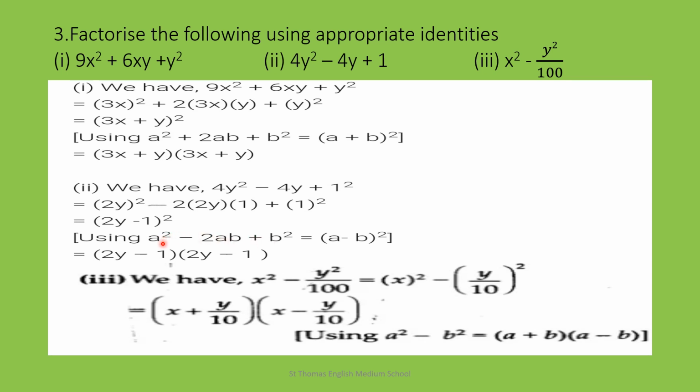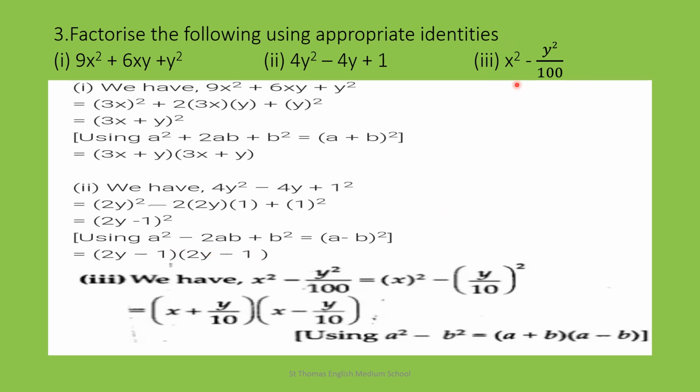Here a is 2y and b is 1. So you can write it as 2y whole square minus 2 multiplied by 2y multiplied by 1 plus 1 square. That is 2y minus 1 whole square. So you can write it as 2y minus 1 multiplied by 2y minus 1.